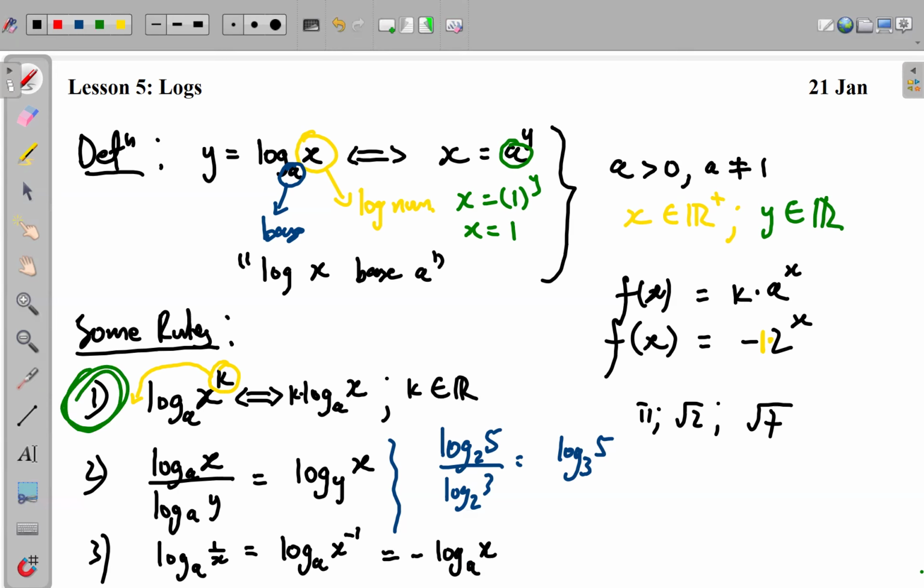But not only that, there's an interesting one. And I'm so sorry, I do not have the luxury of time to show you this one. But when we do inverse functions, you will actually get to see how it comes about. If I don't want to have this negative in front, I can actually do this. This can be written as log x base 1 over a.